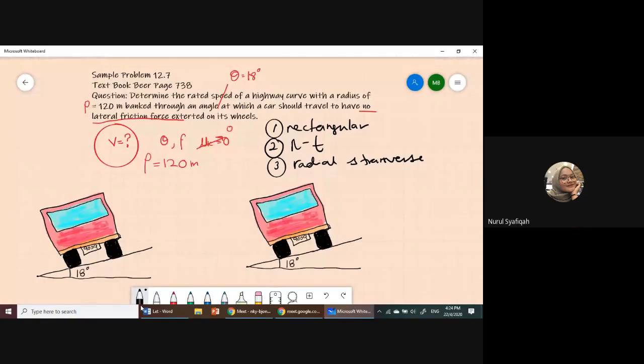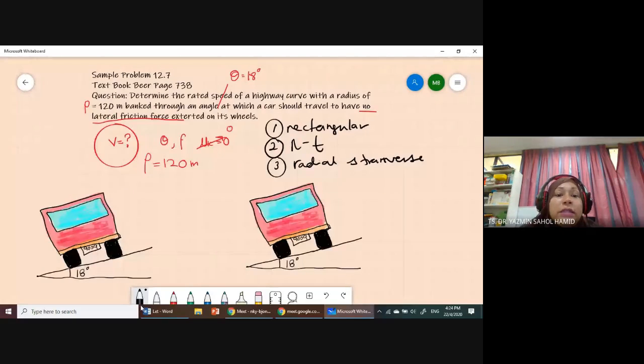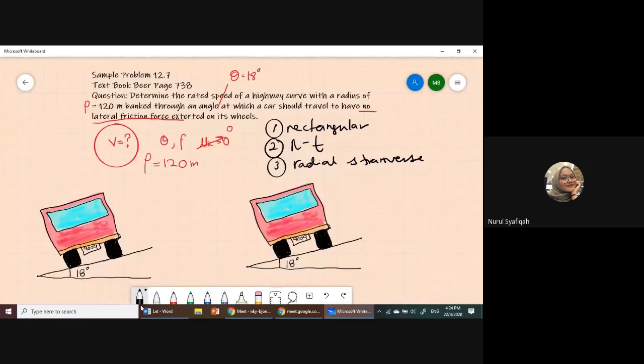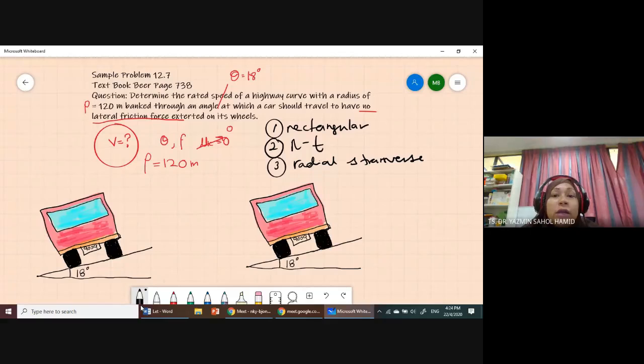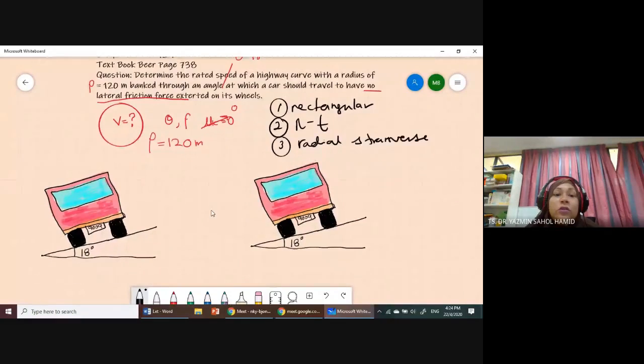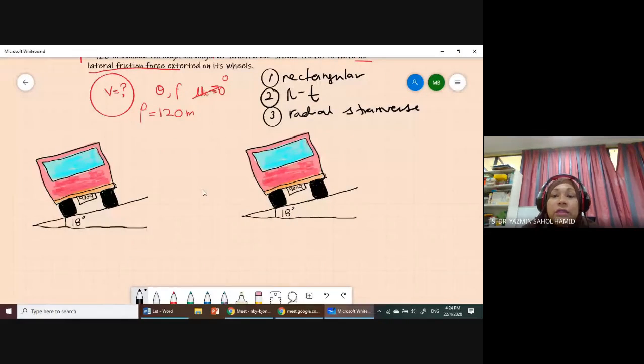The answer is normal and tangential. Why? Because it gives the value of rho, the radius, and because the car is moving on a curved highway.